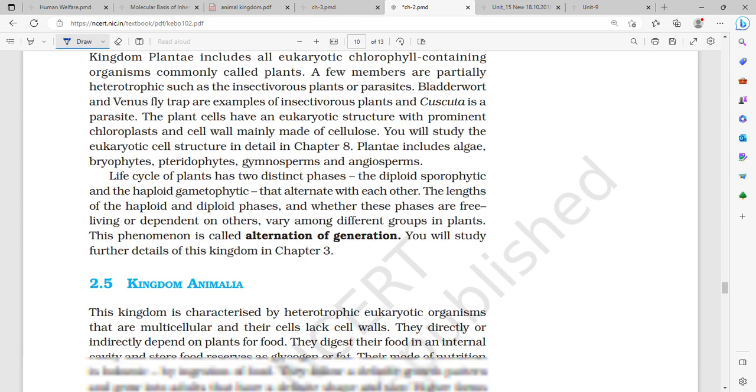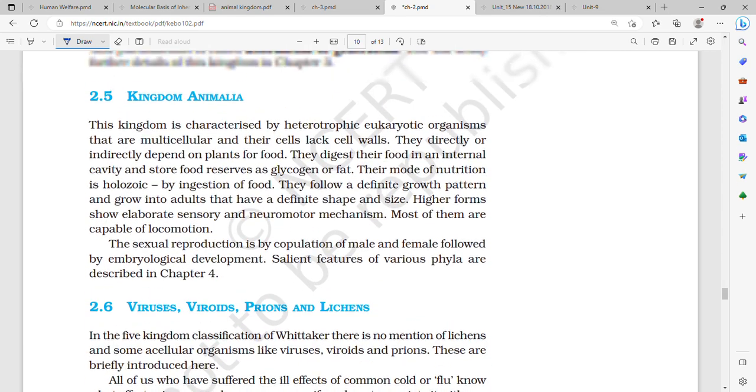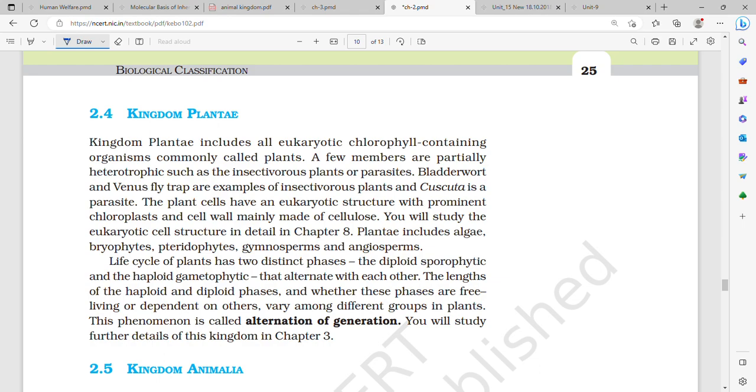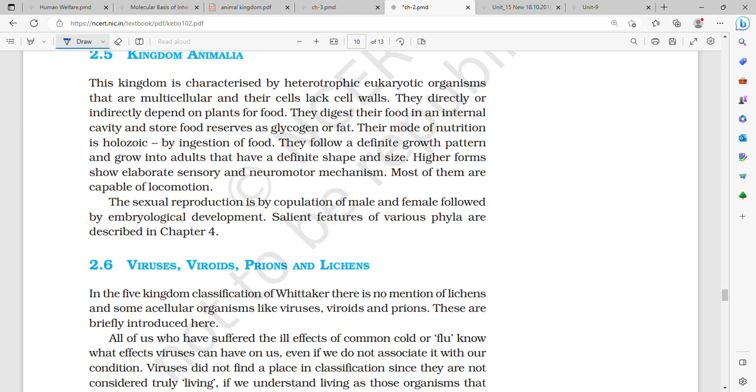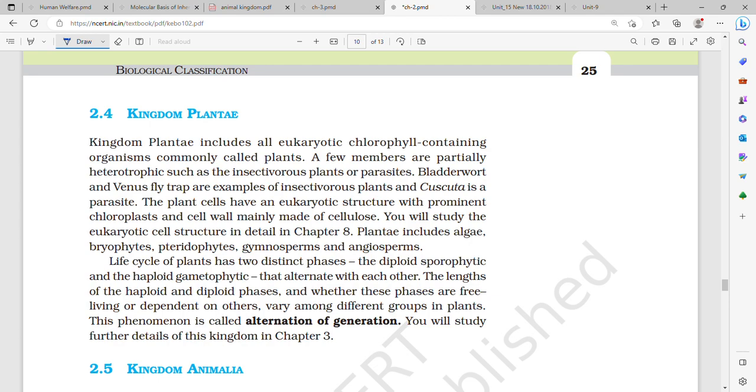Then kingdom Plantae and Animalia, which we already know. Plantae includes all eukaryotic chlorophyll containing organisms called plants. Few members are heterotrophic, such as insectivorous plants like Venus flytrap, bladderwort, pitcher plant, and parasitic Cuscuta. These are the exceptions. They have eukaryotic structure, prominent chloroplast, and cell wall mainly made up of cellulose.